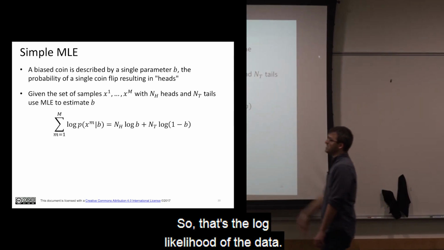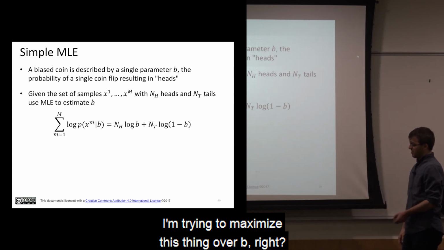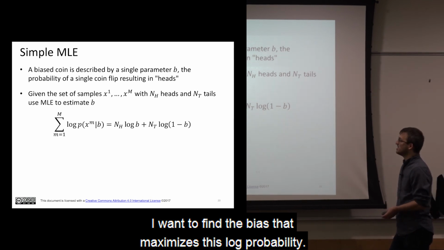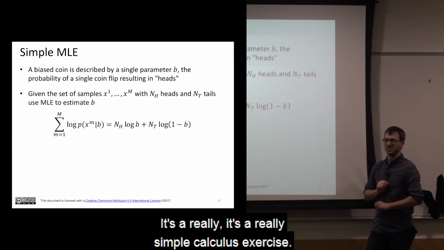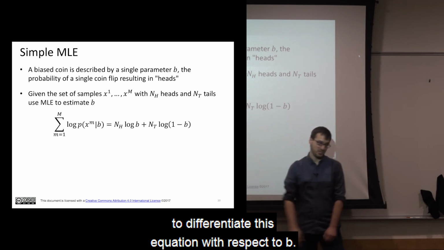Okay. So that's the log likelihood of the data. I'm trying to maximize this thing over b, right? I want to find the bias that maximizes this log probability. So to do that, I can just take derivatives and solve. It's a really simple calculus exercise, right? We just have to differentiate this equation with respect to b.